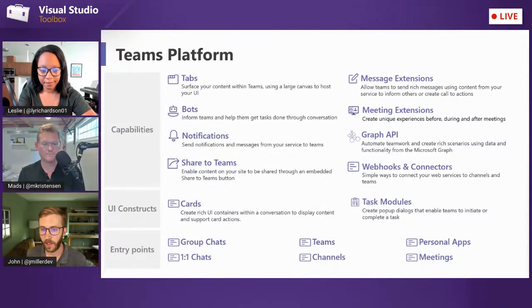And taking a look at this, you can see the Teams platform. There's a lot of different ways you can extend it. There's this concept of capabilities, and you see things like tabs and bots and meeting extensions. These are all different API surfaces within Teams that you can extend and experiences that you can build off of. And we have different UI constructs inside of Teams as well. So if you want to display something visually, there's some API services for that. And then these things we call entry points. So there's chats, one-on-one messages, meetings, things like that.